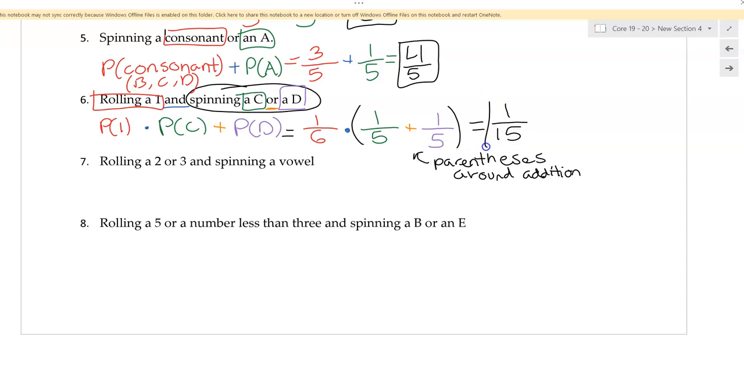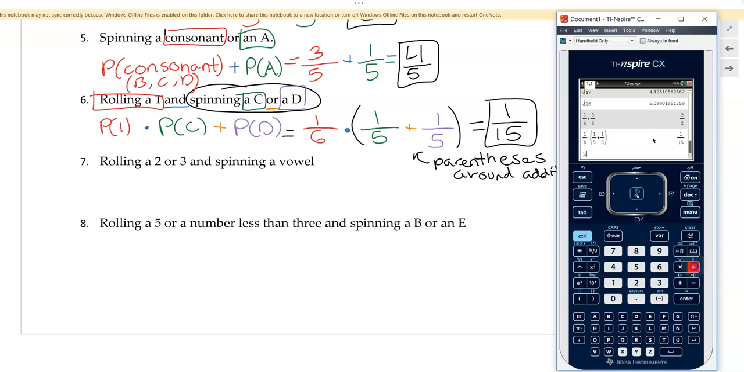All right. And we get 1/15. If I were to type the same thing in without parentheses, because I know a lot of you don't believe me sometimes about these things, right? I get 7/30, and that's not the right answer. So make sure we're careful with that.